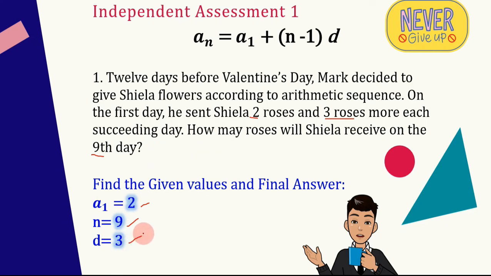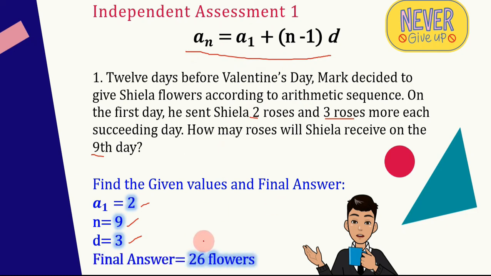Okay? And then from that, pwede mo nang gamitin yung ating formula na to. And then if you are going to use substitution, so magkakaroon po tayo ng final answer which is equal to 26. Okay? Therefore, si Sheila pala ay makakatanggap ng 26 flowers sa ating 9th day. Okay? I hope you got it. Yun din ang makukuha nyo pag binilang nyo yan magmula sa number na 2. So, let's proceed now to the next one.